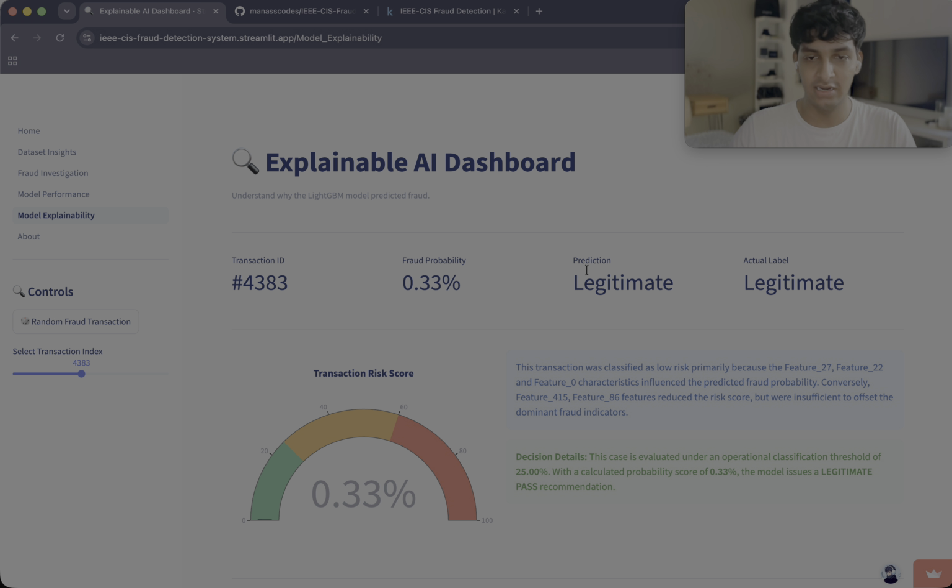So what explanation has it given me? This transaction was classified as low risk primarily because feature 27 and feature 22 characteristics influence the probability of feature 415. Now what are feature 415 and 22? Obviously, for end users, this is very tough to understand. As I said, this is made for fraud analysts. These numerical features basically mean the data which is collected by the bank.